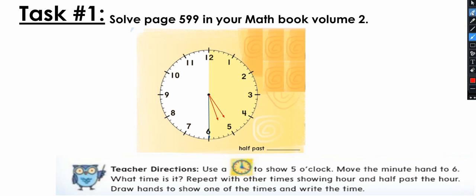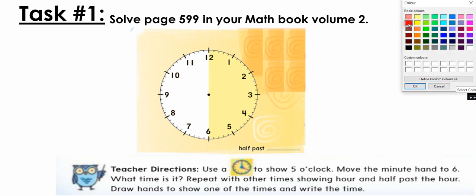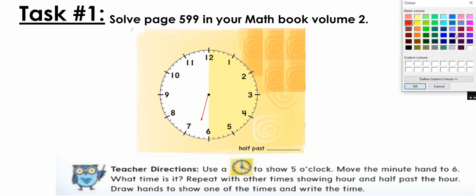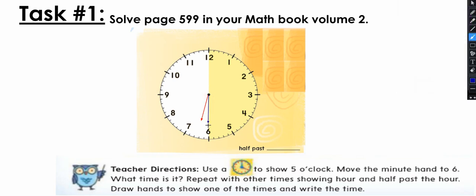Let me show you another timing. Let me show you now 6:30 or half past 6. Half past 6 will look like this. The hour hand will be right in between 6 and 7, and the minute hand will be pointing at number 6. So this clock is showing now half past 6, and so on.